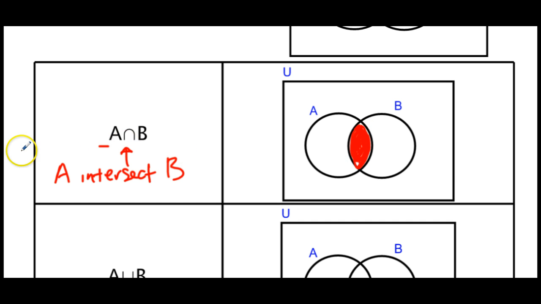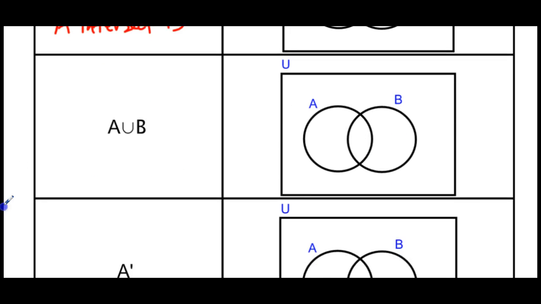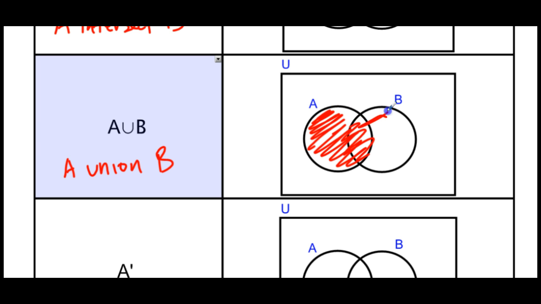All right, the second part is the union. So A union B. If we have two sets right here, A union B would be everything in A and everything in B. So we're looking at everything in these two circles.